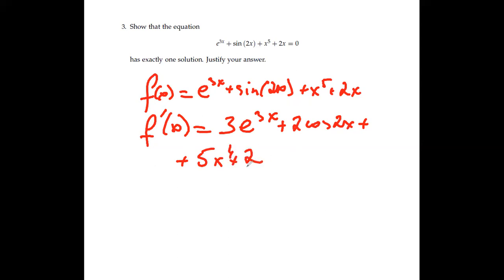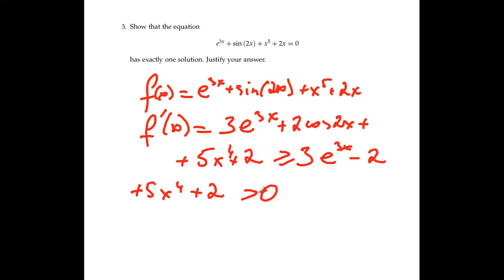Okay, what can we say about the sign of this expression? So here the only tricky moment is with cosine, right? All the remaining functions are positive. So let's consider the worst case scenario. Cosine is minus 1 plus 5x^4 plus 2. So this is always positive. Exponential is always positive. Hence, f is increasing.